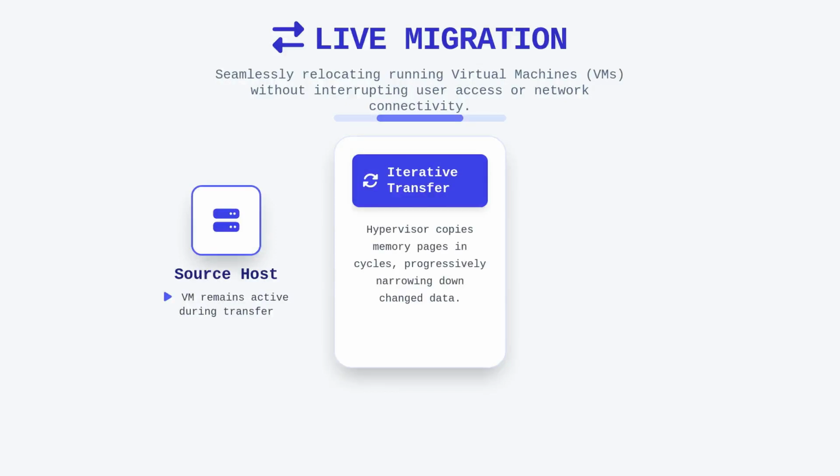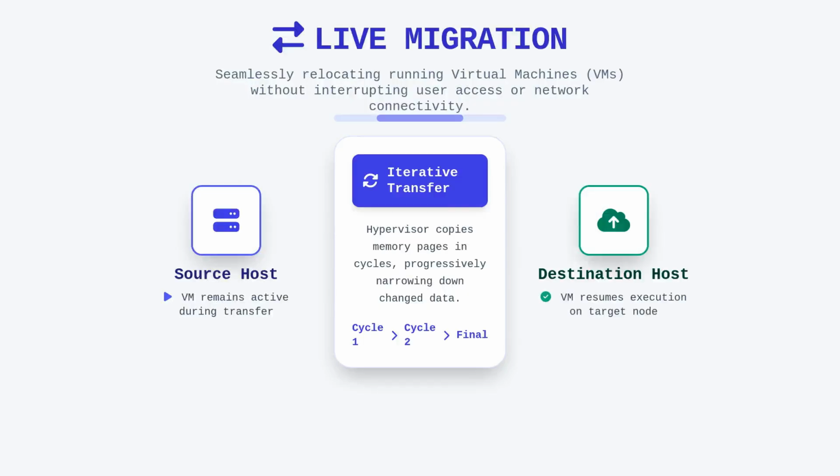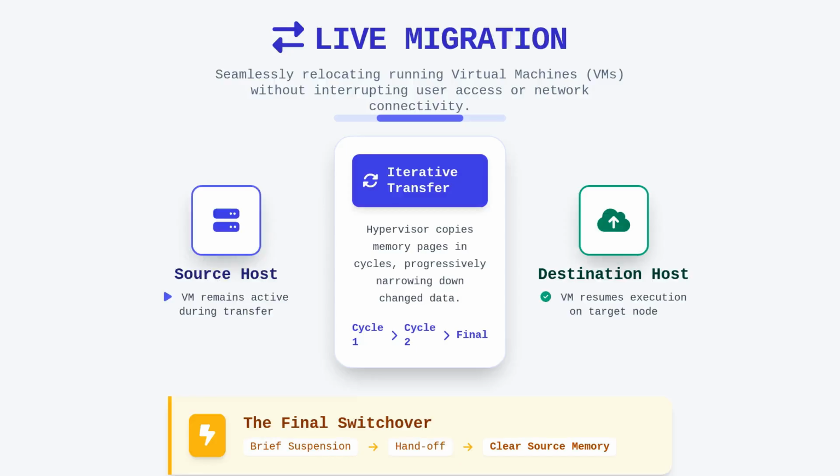Nutanix utilizes an iterative memory page transfer process, where the hypervisor copies memory pages in cycles, progressively narrowing down the data that is changed during the transfer. Once the discrepancy between the source and destination is sufficiently small, the system performs a final switchover, suspending the VM for a very short duration to copy the remaining state. After this handoff, the VM resumes execution on the target node, and the source memory is cleared, completing the migration efficiently.